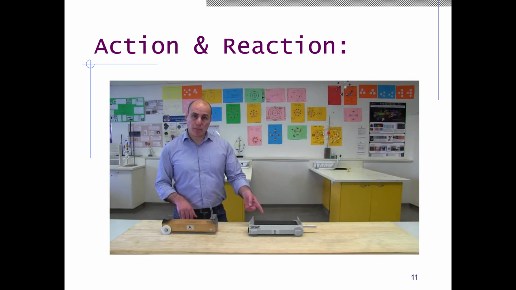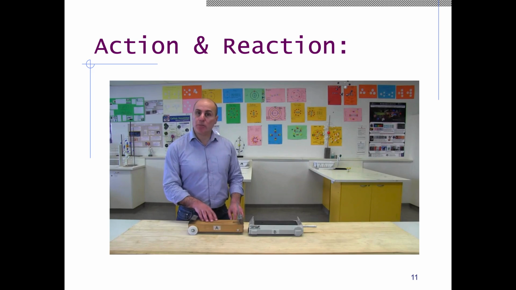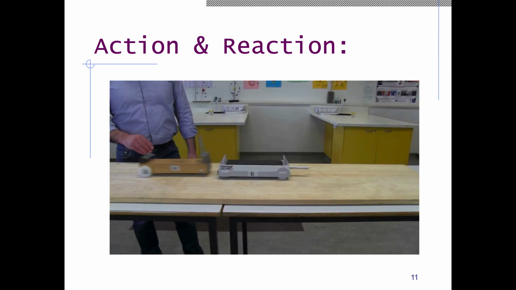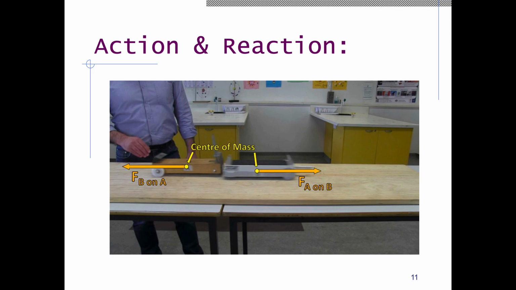Trolley B, the trolley being struck, doesn't even have to do anything. Just the fact that it's there and that a force is being exerted on it by trolley A means that it exerts a force back on trolley A. We can label the equally sized but opposite in direction action-reaction pair of forces at the moment of impact, FA on B and FB on A. And as usual, we've drawn the forces as if they're acting on the centre of mass of the trolleys.